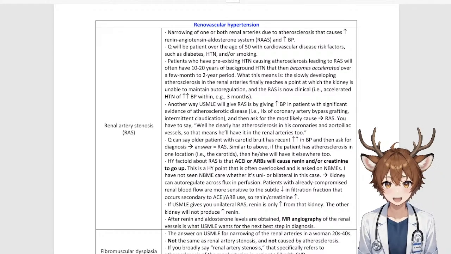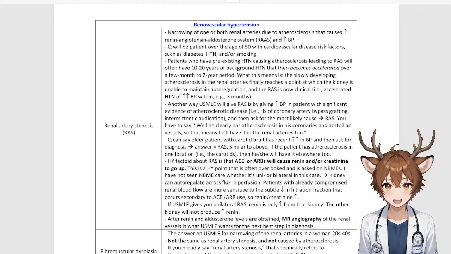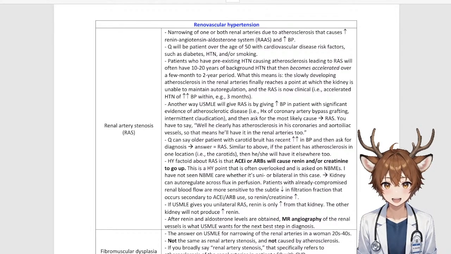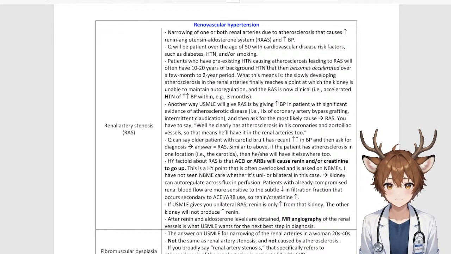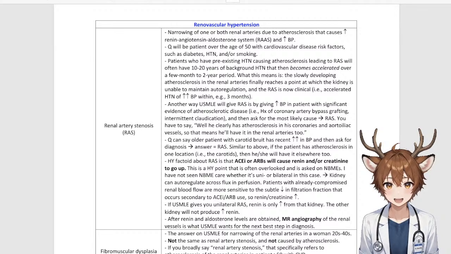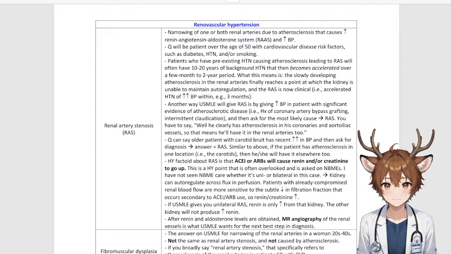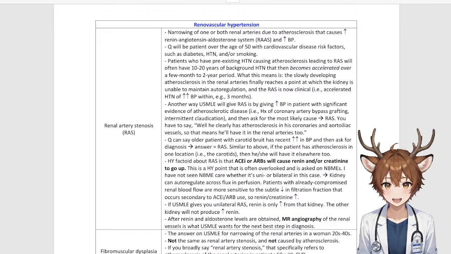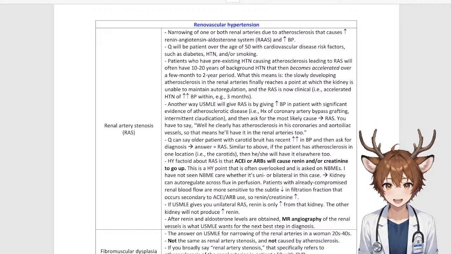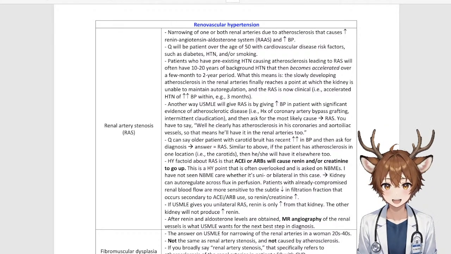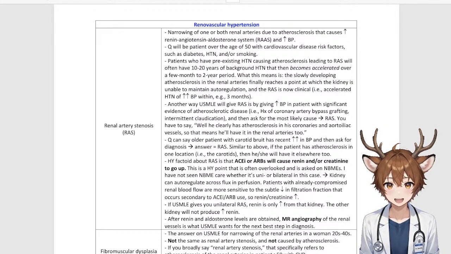Accelerated hypertension, a significant elevation in BP within 3 months, for example. Another way USMLE will give you a renal artery stenosis is by giving an elevated BP in patients with significant evidence of atherosclerotic disease. That is to say, history of coronary artery bypass grafting, intermittent claudication, and then ask for the most likely cause, which would be renal artery stenosis. You have to say, well, he clearly has atherosclerosis in his coronaries and aortoiliac vessels, so that means you'll have it in the renal arteries too.